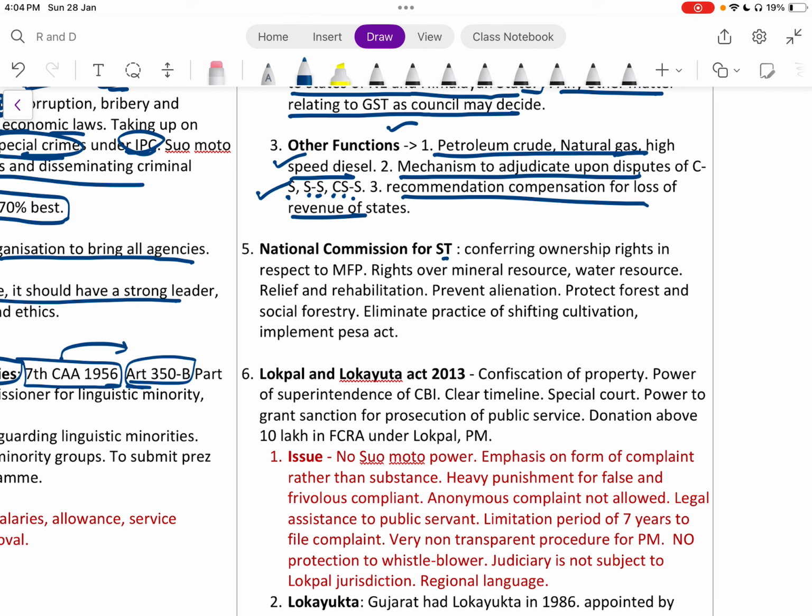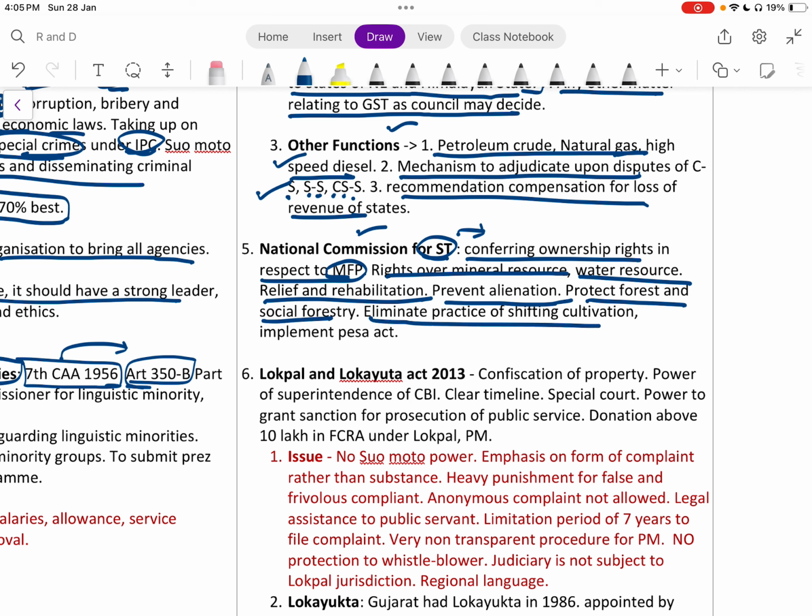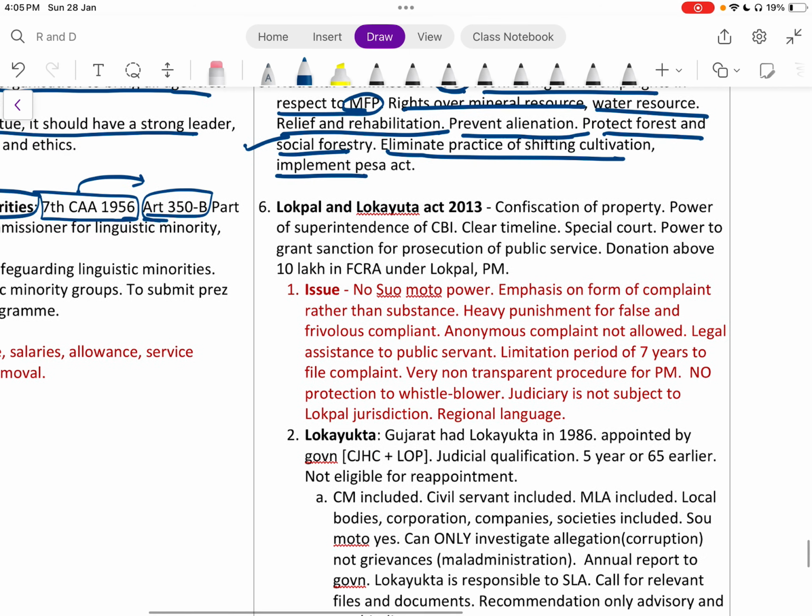National Commission for ST. What are the additional functions of this commission? Offering ownership rights in respect of minor forest produce, rights over mineral resources, water resources, relief and rehabilitation, preventing alienation, protection of forests and social forestry, eliminating the practice of shifting cultivation, implementing the PESA Act.